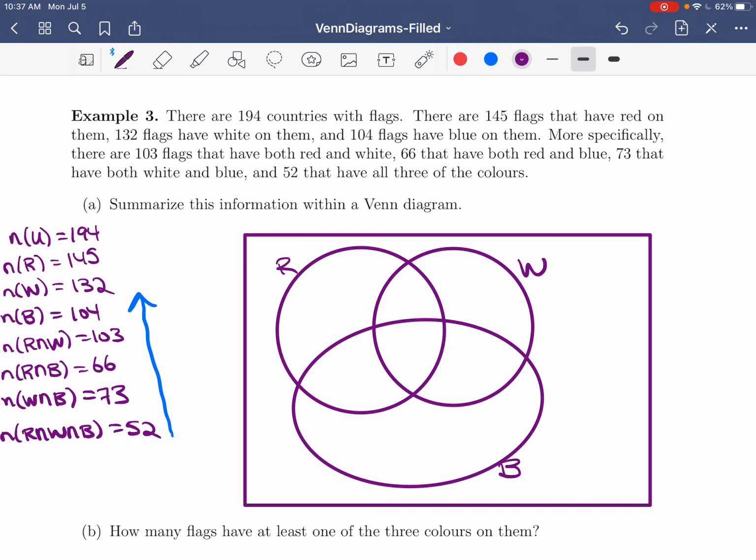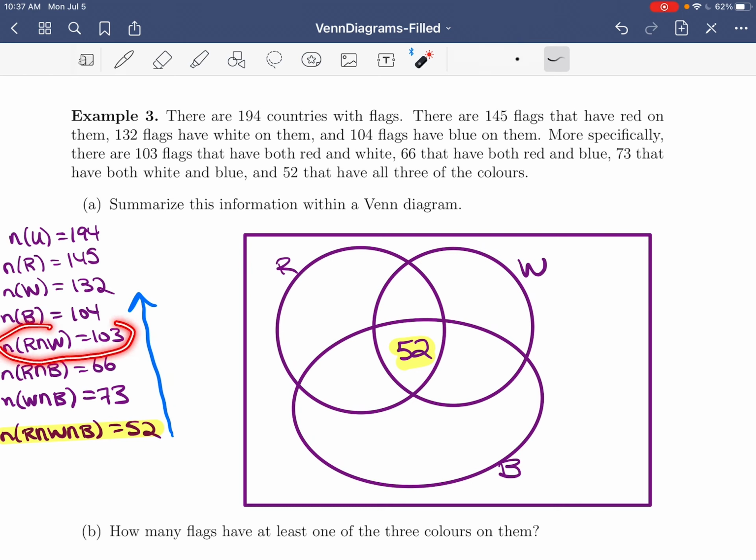The only region that we know for sure is this middle region. So there's 52 flags with all 3. So that number is going to be 52. Now for these intersections, when it says they have red and white, it doesn't say that they don't have blue. It doesn't say anything about blue. So that means that we don't know about blue. They may or may not have blue.